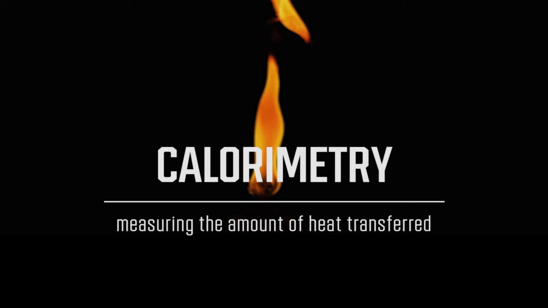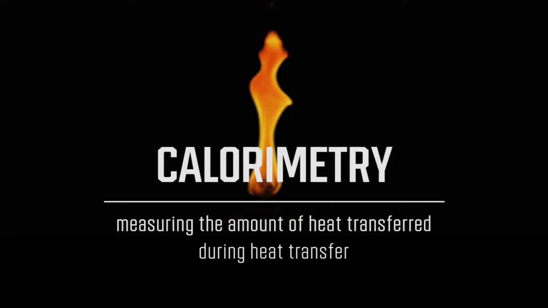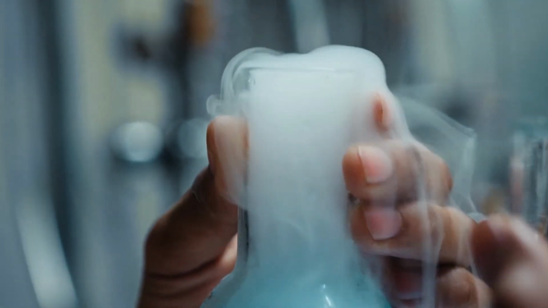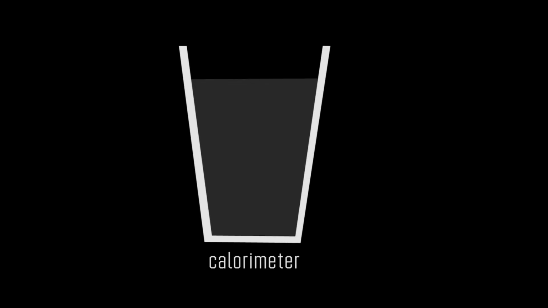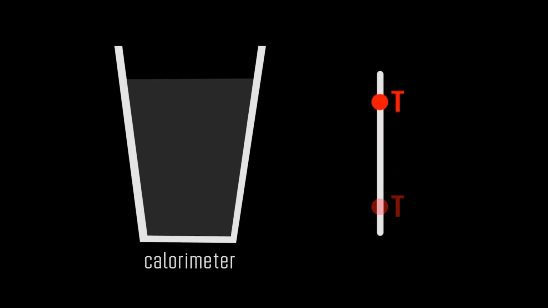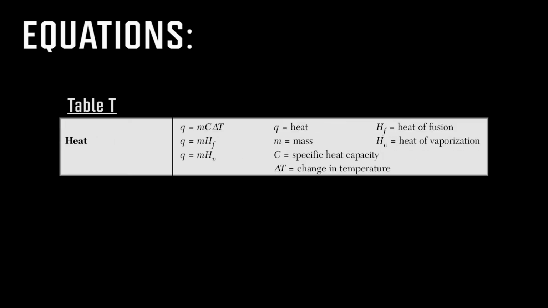So, calorimetry. Calorimetry is pretty much measuring the amount of heat transferred during heat transfer, such as a chemical reaction or a phase change. Usually, you use a calorimeter to measure how much the temperature changes after a reaction, which you then use to calculate the amount of heat that was transferred. And how do you calculate this? By using some equations, which you actually have on your reference tables underneath the heat section. You can pull it up right now if you want to see for yourself.